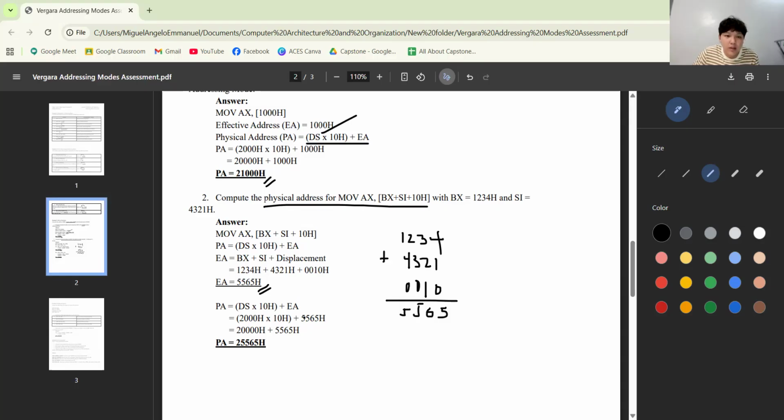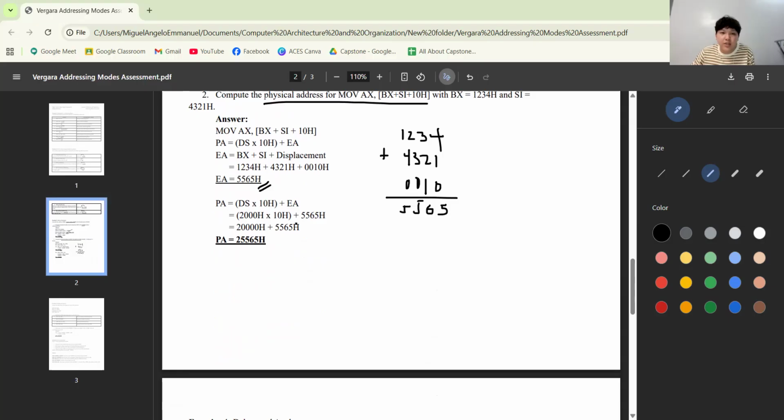Now that we have our EA, we can proceed to find the physical address. PA is equal to DS times 10H plus EA. So substitute. For our DS, we have 2000H as our segment address multiplied by 10H. And then we are going to add our EA, which is 5565H. For our PA, we have 25,565H.